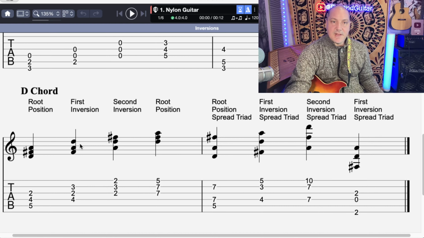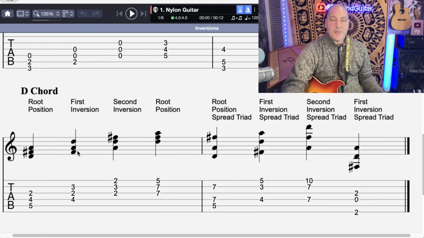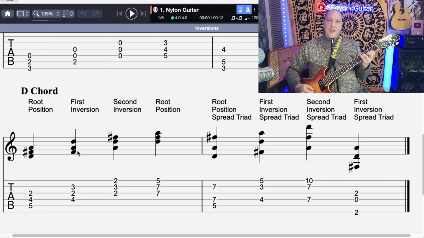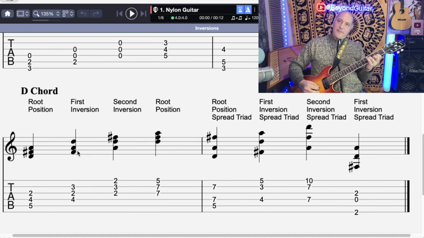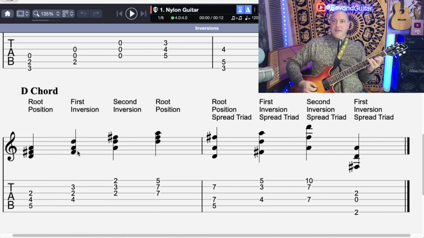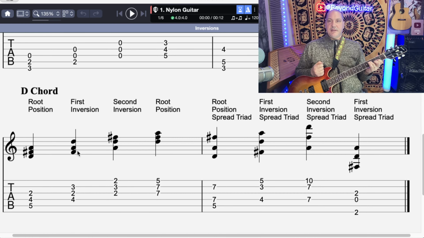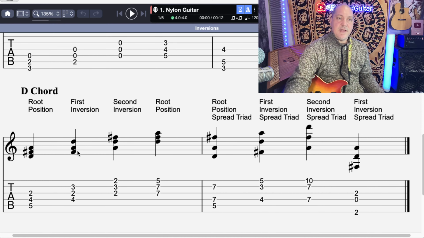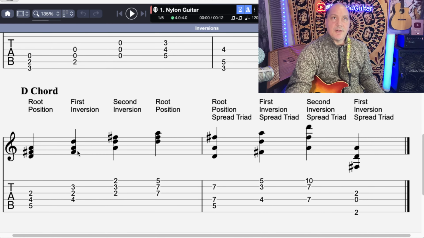Okay, what do we got next? I see a space there. It must be an inversion. Here we go. You got F sharp. You got A. Then there's D. F sharp, A, D. Okay, what is that? Well, the third of the chord is at the bottom. Therefore, this is first inversion. F sharp, A, D.